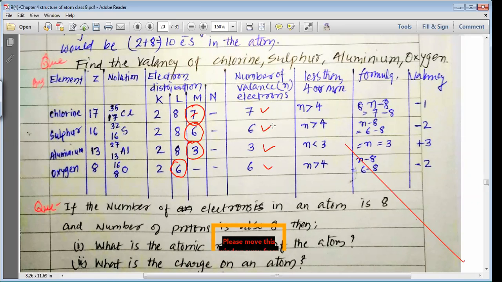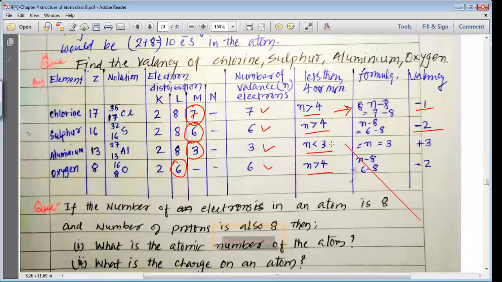Now we have to find out whether the number of valence electrons is greater than 4 or less than 4. So here 7 is greater than 4, 6 is greater than 4, 3 is less than 4 and 6 is greater than 4. Now we use a different formula for a different number of valence electrons. If the number of valence electrons is greater than 4, then the valency is equal to the number of valence electrons minus 8, that is n minus 8, which is 7 minus 8, and the valency is minus 1. Here also the number of valence electrons is greater than 4, so we will write n minus 8, that is 6 minus 8, that is minus 2.